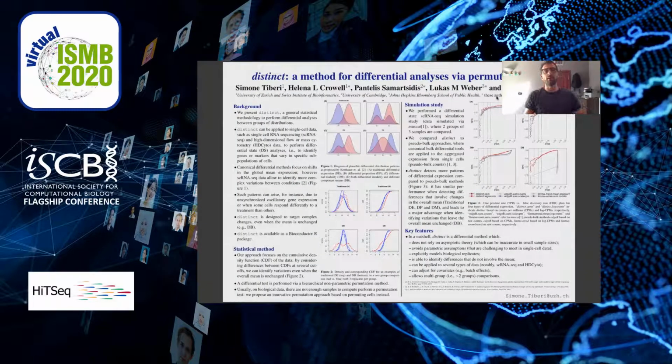I am a postdoc at the University of Zurich, where I work with Mark Robinson in developing statistical methods for analysis in bioinformatics. Today, I'm going to briefly describe distinct, which is a collaboration with Helena Crowell, Pantelis Matsidis, and Lukas Weber. Distinct is a very general method to detect differences between groups of distributions.